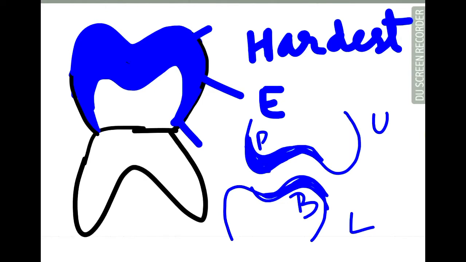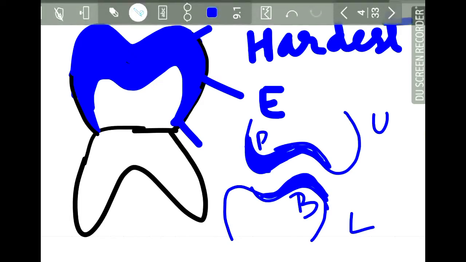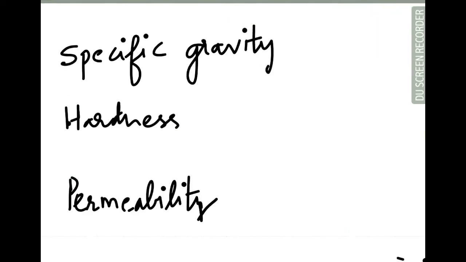What is the chief function of the tooth? The chief function of the tooth is mastication. So when we masticate or chew the food, it is principally chewed between the palatal cusp of upper molar and the buccal cusp of the lower molar. So in these cusps, the enamel thickness is higher than the other region.